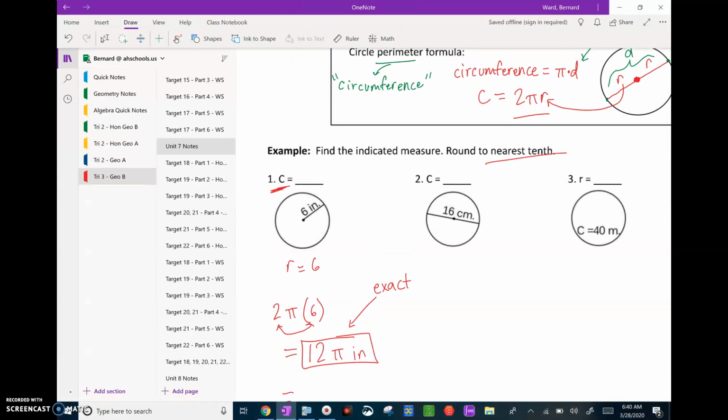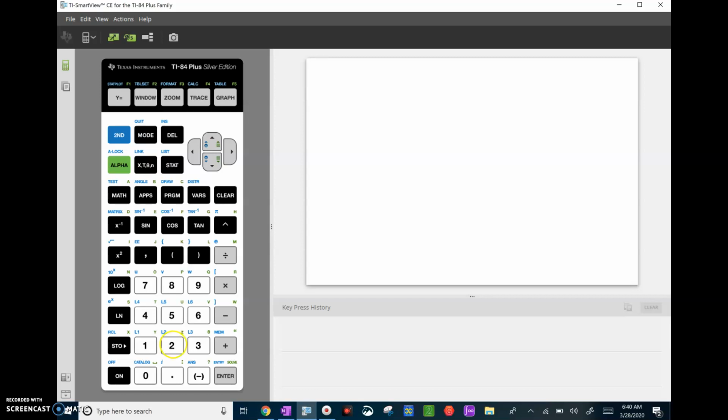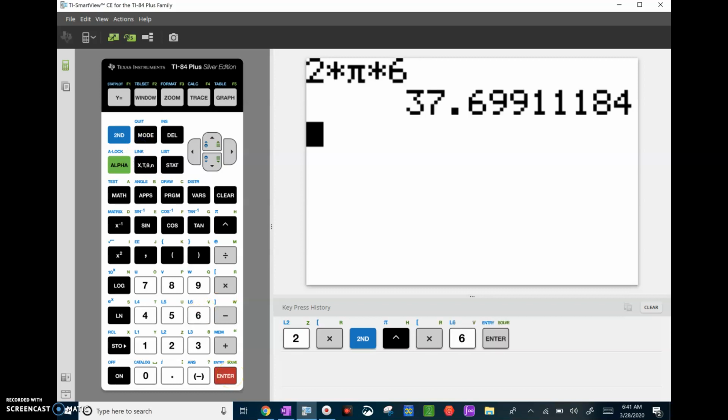Let's go to our calculator. We would just type in the whole thing, 2 times pi times 6. And so let's go to my calculator, and I'll do 2 times, and then you'll see that the pi I need to hit is a blue thing, so I need to hit second first, and then that triangle button, and I'll get pi, and then times 6, enter, and there it is, 37, and I would round that up to 37.7.